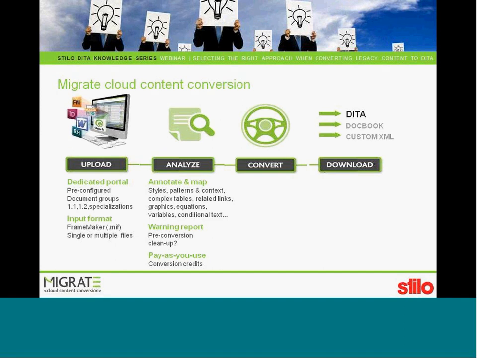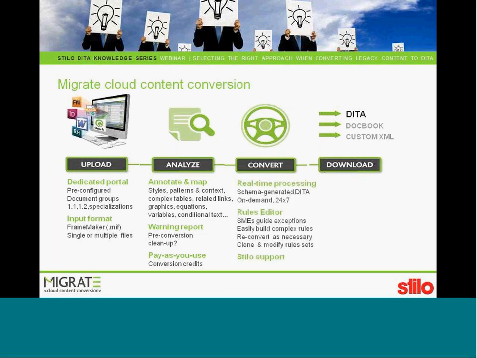We operate the page-use system where you buy conversion credit, which costs essentially... one conversion credit processes 1,000 characters. In FrameMaker, that's generally a page of content. And if you're happy with that, then we convert the content. So it's happening in real time. This isn't going into some other workflow or whatever. This is happening in real time, and we schema-generate DITA.